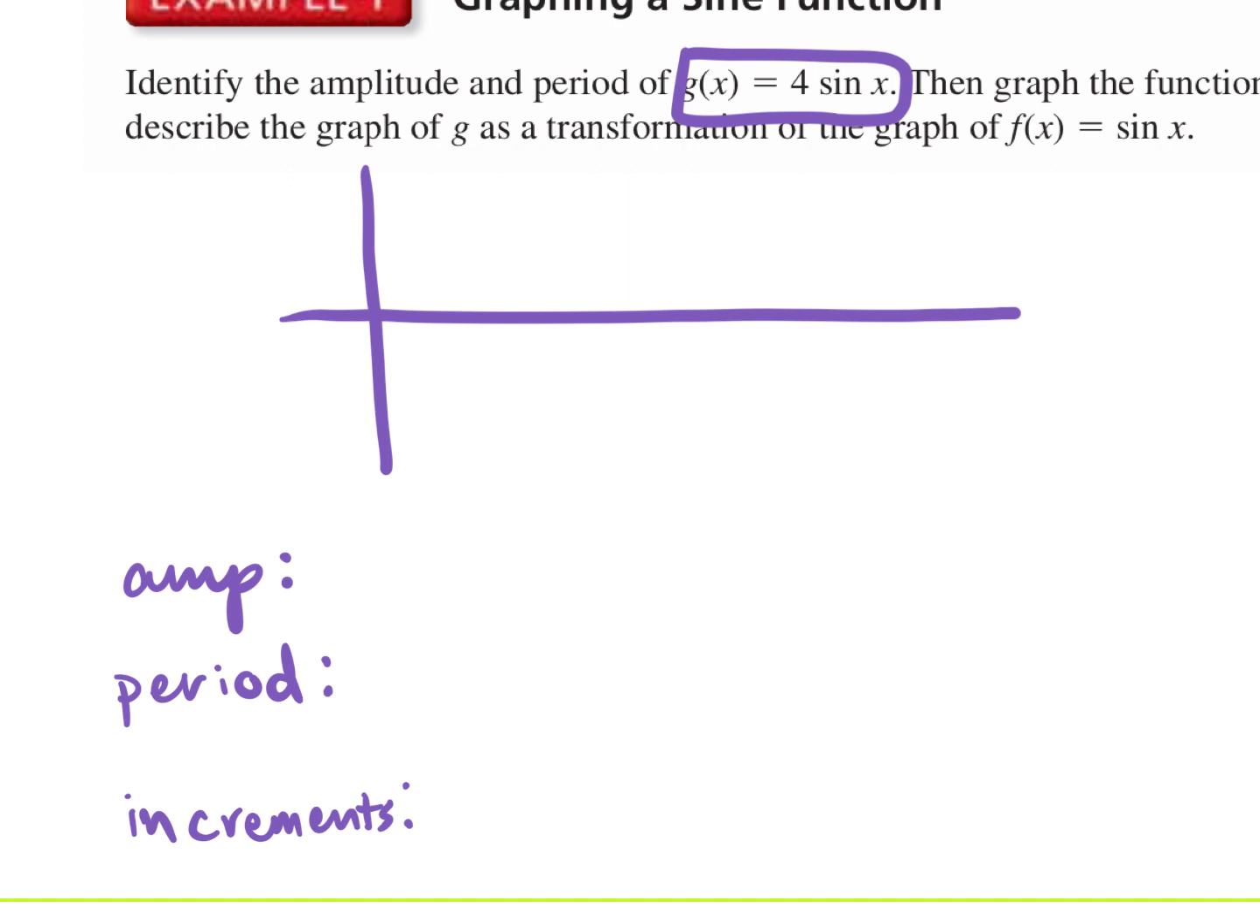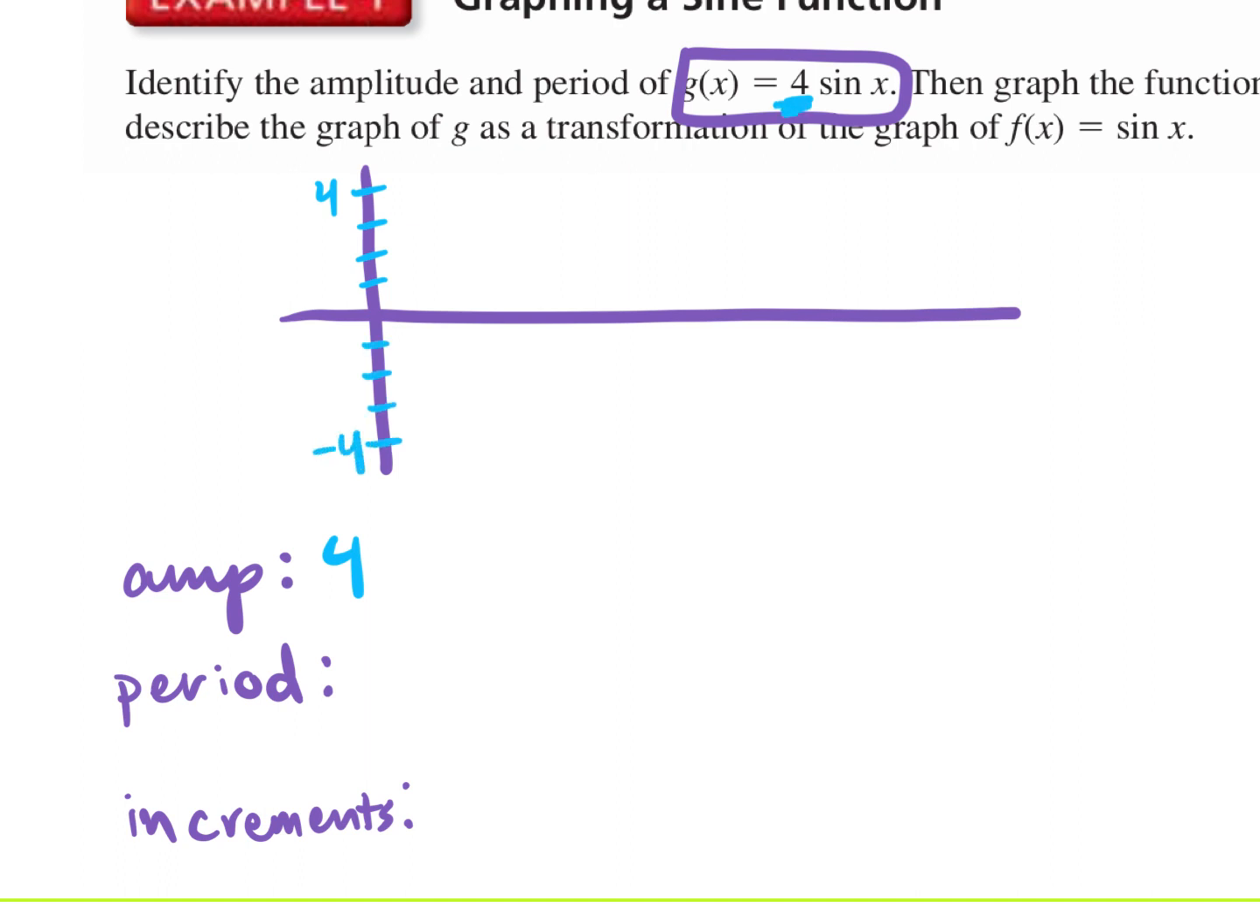So the number that's in front of the sine, that's our A. That tells us the amplitude. The number that's behind the sine is the B. That helps us with the period. So what would our amplitude here be? Our amplitude's just 4, but we're going to go up to 4 on our graph and down to negative 4.